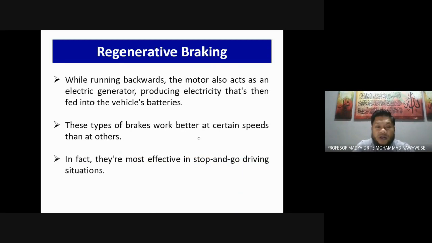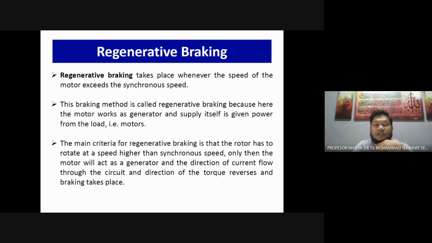Okay. While running backwards, the motor also acts as an electric generator, producing electricity that's then fed back. This type of brake works better at certain speeds than others. In fact, it is most effective in stop and go driving situations. So regenerative braking takes place whenever the speed of the motor exceeds the synchronous speed. Okay, what is the synchronous speed?